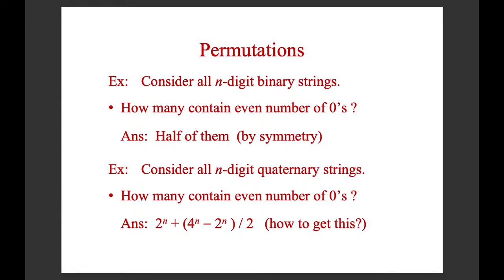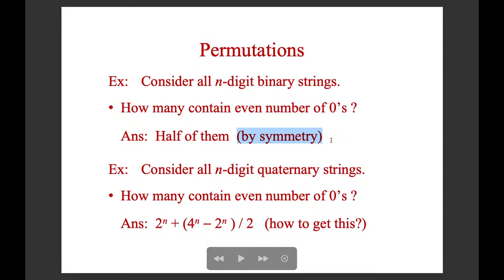We can try to work this out by trying the case where n is equal to 1, n is equal to 2, and so on and so forth. And then somehow, incidentally, we will find that exactly half of them contain an even number of zeros, and half of them contain an odd number of zeros. So why is it true? Here, we say that the answer is half of them, and the proof is actually by symmetry.